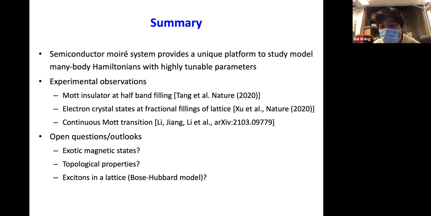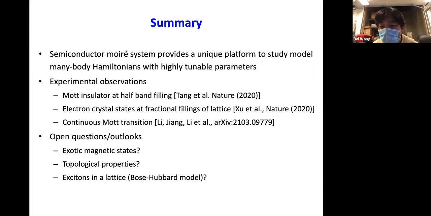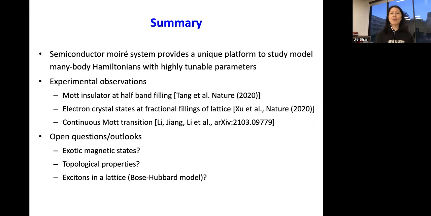Okay, so we have two gates, which can independently vary the electrical field out of plane, and also the doping density. So we tune those together to keep filling factor fixed at half. So all the data I show is for fixed filling factor, half filling.